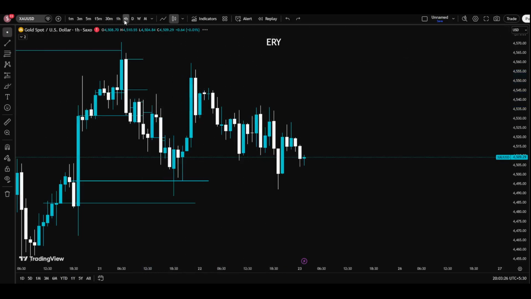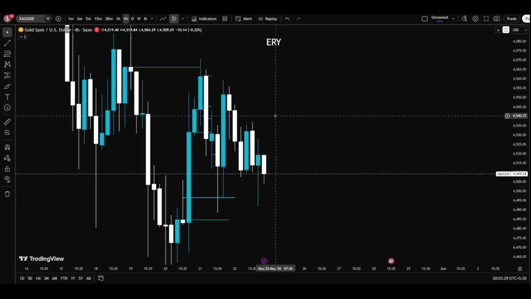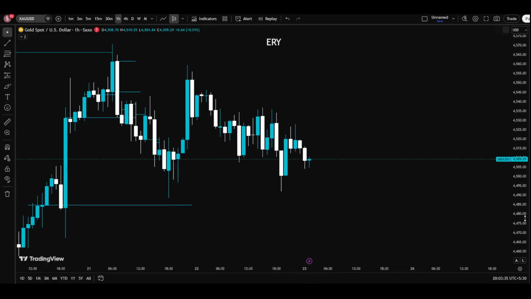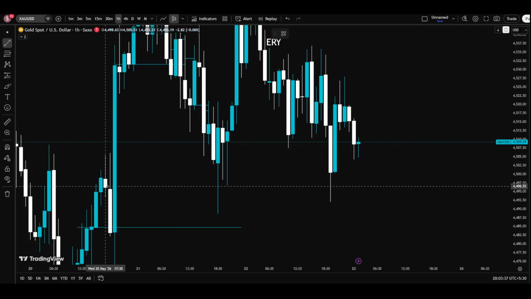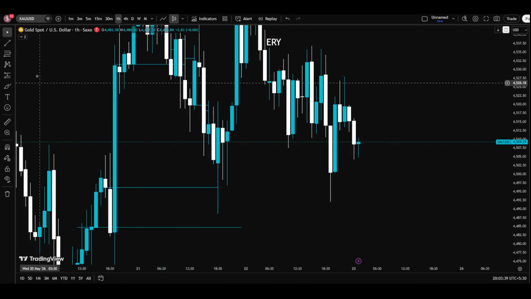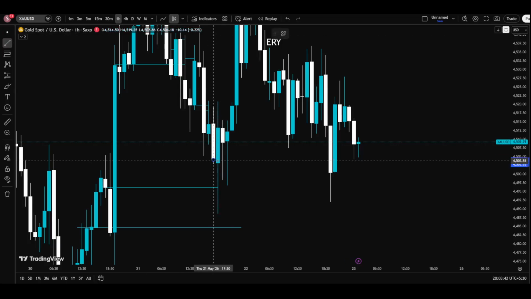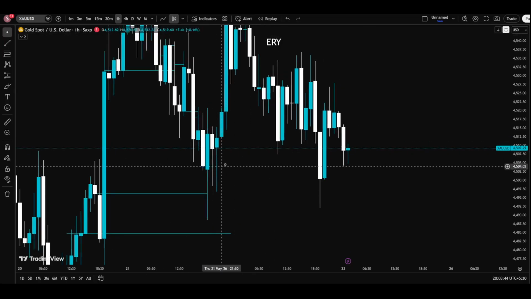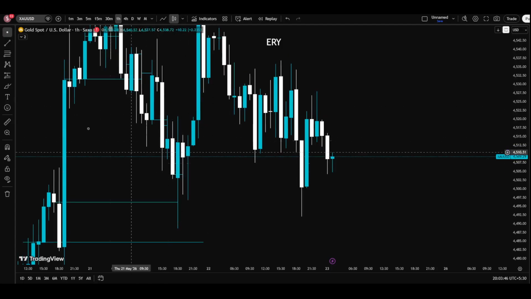Let's go to H4, just for the context. Let's see if it's there or not. Anything else? Okay, there isn't anything on H4. Let's go on H1 for now. Let's suppose this is the reject candle, and price again rejected over here. So after this reject, price went upside.